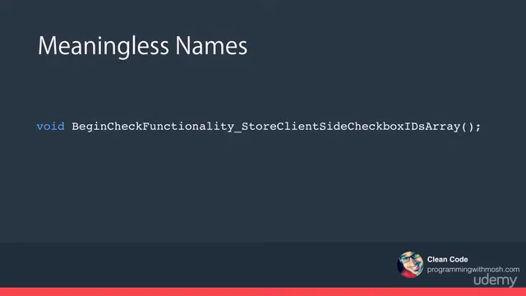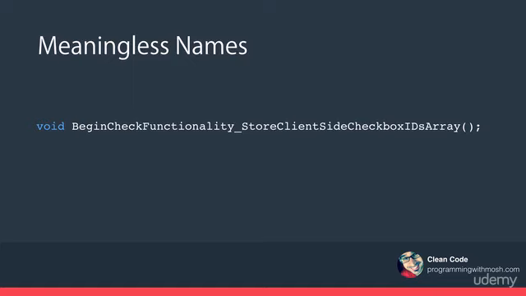Another category of poor names is meaningless names. Look at this method. What does BeginCheckFunctionality_StoreClientSideCheckboxIDsArray mean? I really can't tell. I have to look at the implementation of this method. And typically, a method named like that is more than 100 lines of code in my experience. And often, that's the reason that the method has a meaningless name.